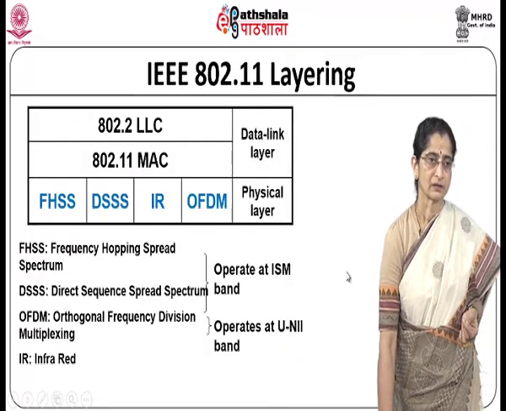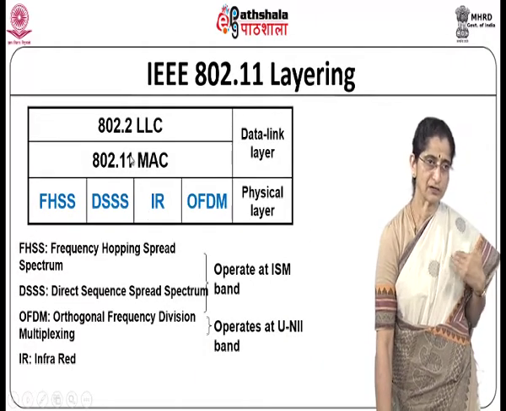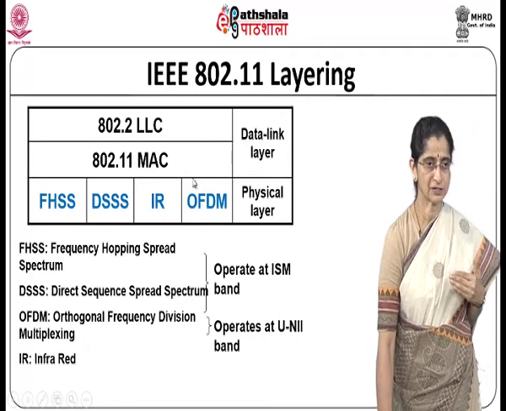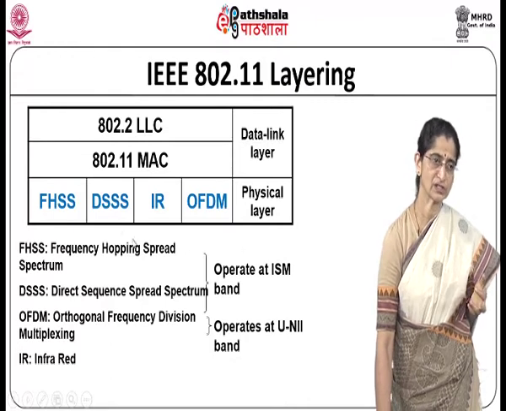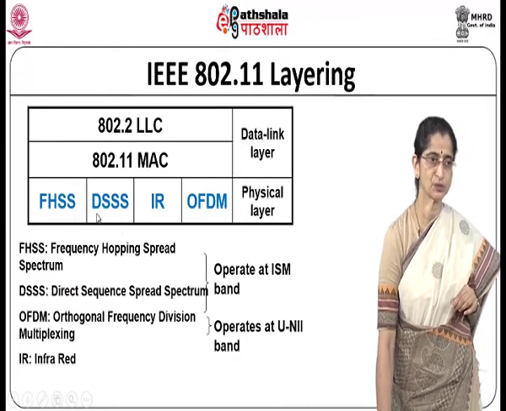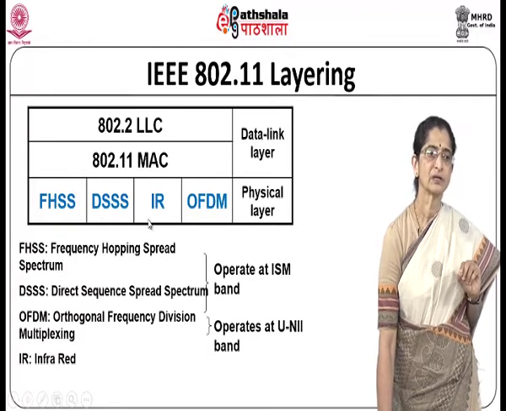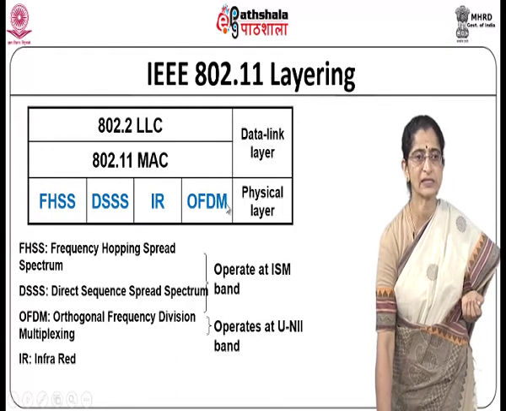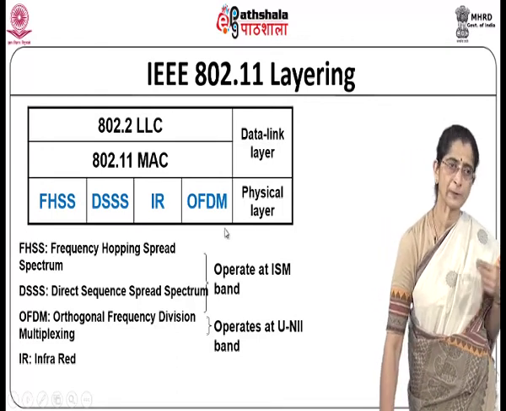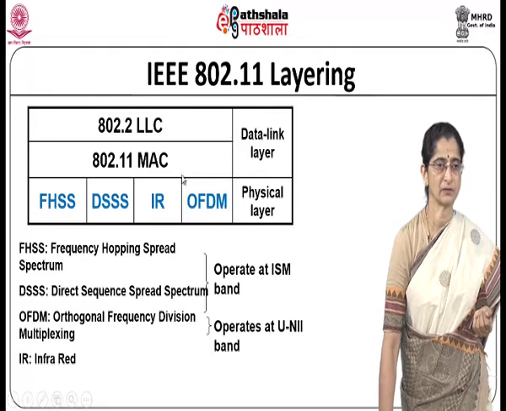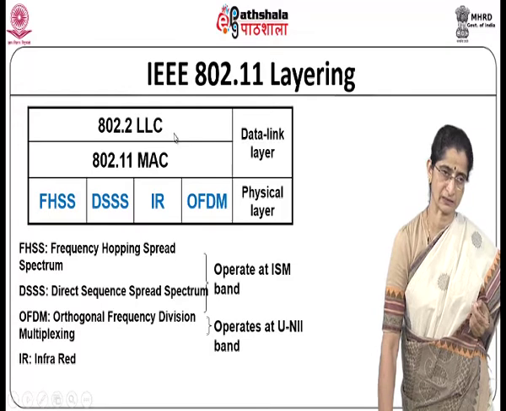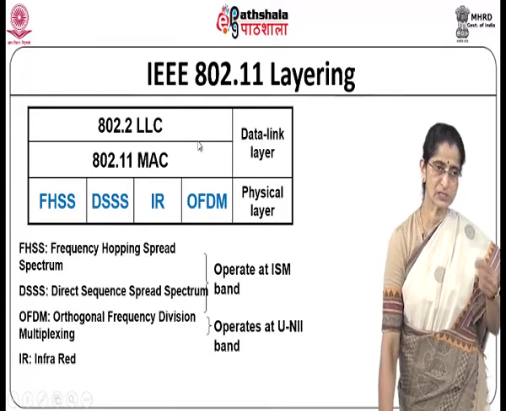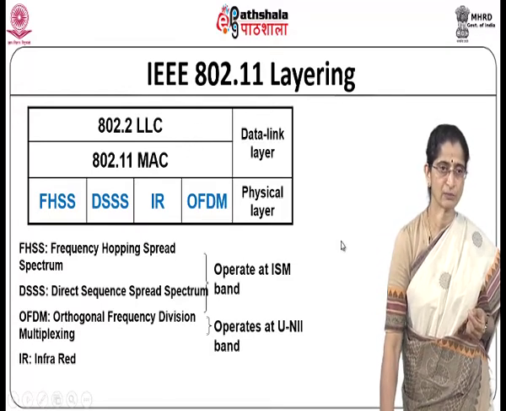Now let us look at how the 802.11 protocol layers work. At the physical layer, 802.11 can work with various physical layer technologies. It could be frequency hopping spread spectrum, or direct sequence spread spectrum, or it could use IR, infrared, or OFDM, which is orthogonal frequency division multiplexing. All these are different physical layer technologies that are supported. We are now more worried about the MAC layer. So it has an 802.11 MAC layer, and it has an 802.2 LLC, logical link control layer, that is supported. These are the layers that we need to understand about 802.11.